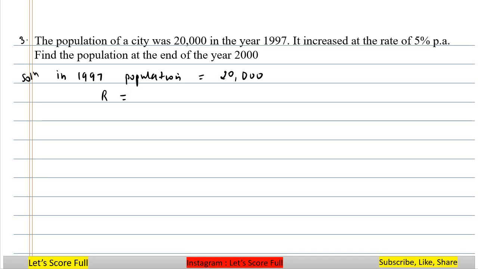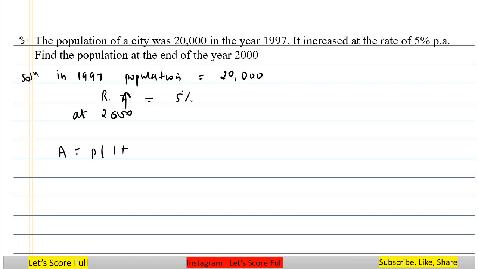Rate of increase is how much? I'll just write the symbols to make it clear. Percentage rate of increase is 5% per annum. And they are asking, at the end of the year 2000, what is the population? So what do we have to do? We'll use the same amount principle.